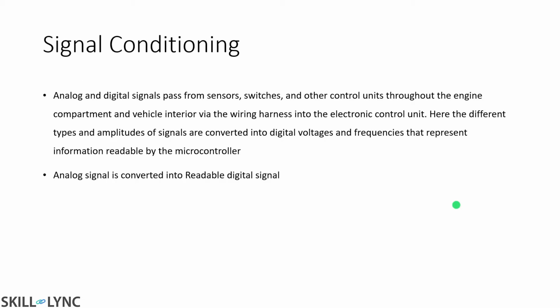We can do this by using an analog to digital converter, which is going to convert the signal to a digital signal, and this digital signal can then be sent to the ECU, and based on this value the ECU is going to know what to do.